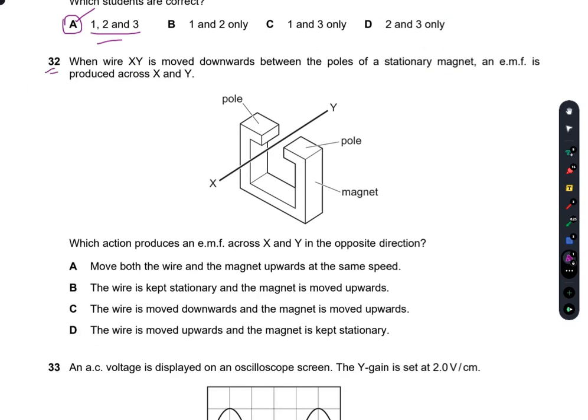Question number 32. When wire XY is moved downwards between the poles of a stationary magnet, an EMF is produced across X and Y. Which action produces an EMF across X and Y in the opposite direction? Now, if I move this downward, then suppose current will move in this direction.